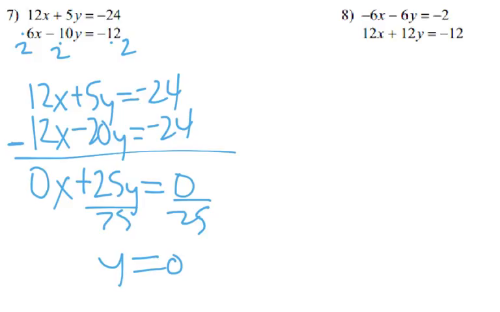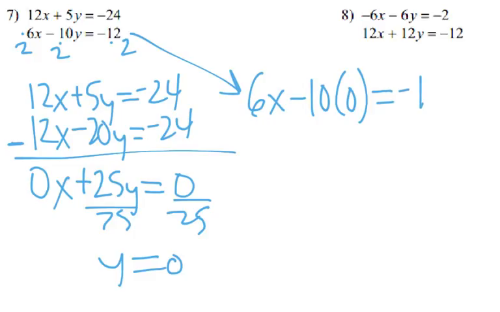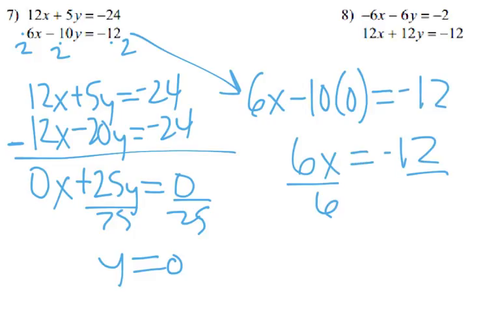We still have our variable. Take one of my equations. Instead of y, I put in a 0, and solve. 6x equals negative 12. Divide by 6, x equals negative 2. My answer, negative 2, 0.